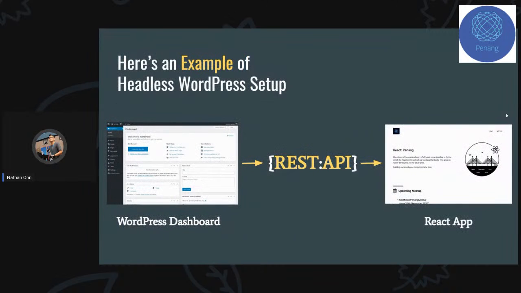So here's an example of a headless WordPress setup. It starts on the left with the WordPress dashboard, where you can add your content, edit your content, even delete your content, and then through the REST API, we will serve the content to our React app. All right, so this is the setup for headless WordPress together with React.